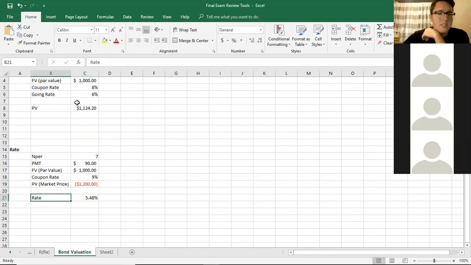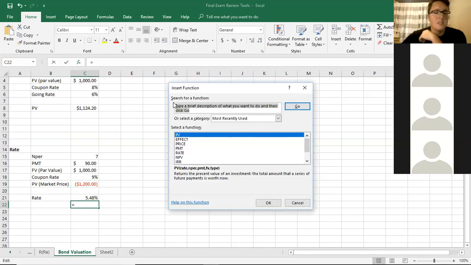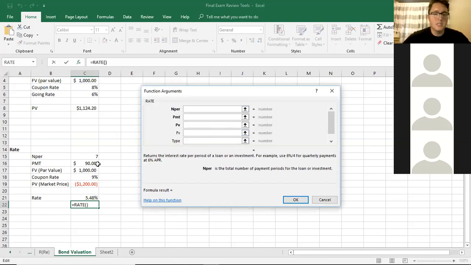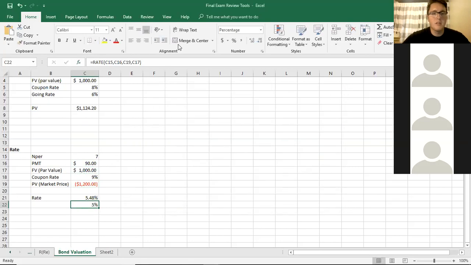And again, that's just a function that I inserted using Excel. And you'll just do function and search rate. That's the first one right there. And again, it tells you exactly what to plug in here. Number of periods, the payment amount, present value, which is this number here, and then the future value. And that will give you, let me add a couple of decimal points. That will give you that yield to maturity rate.